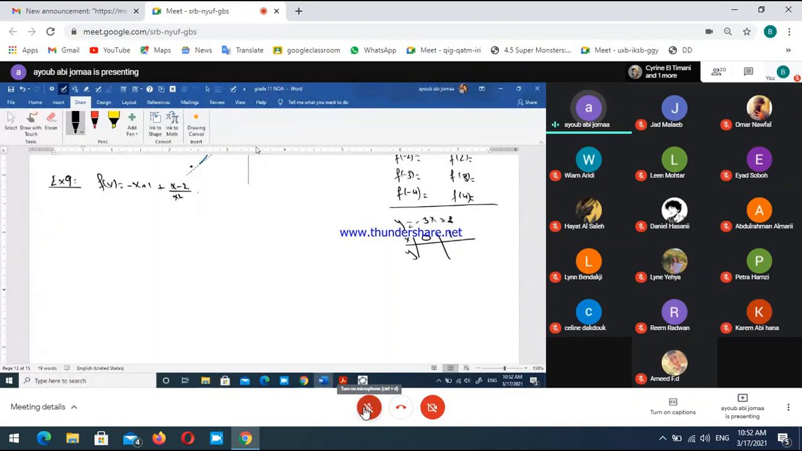If x equals 0, then y will be equal to 2. If x equals 1, replace x by 1, y will be equal to negative 1, and then you plot the points (0, 2) and (1, negative 1), and you connect these points to each other. That's it.